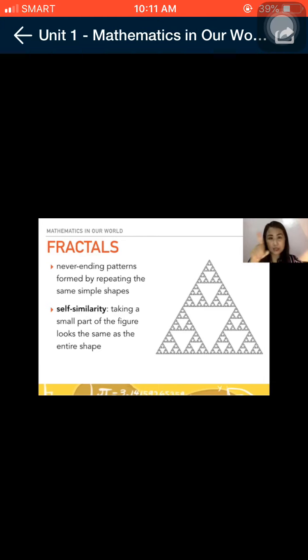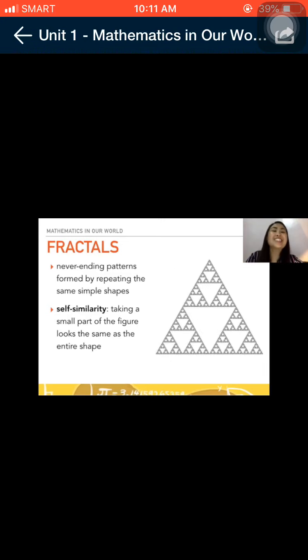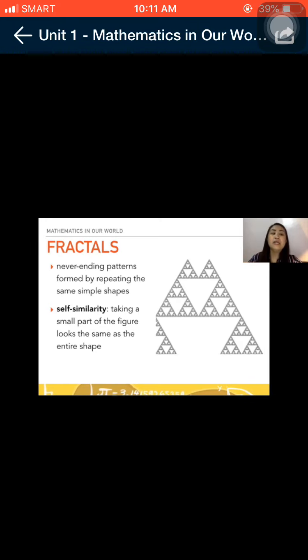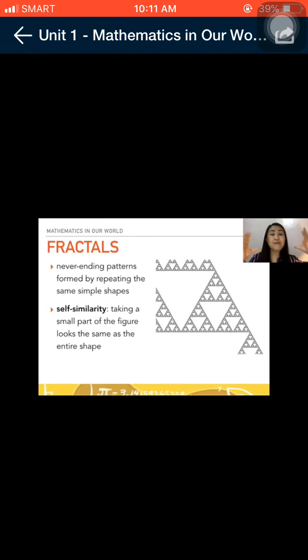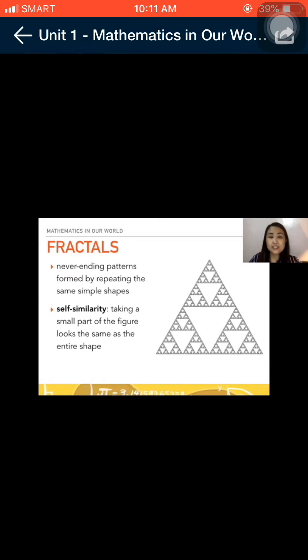And if you take the top part of this Sierpinski triangle, that small triangle at the top, it still looks like the whole triangle, right? So it's like if you zoom in to that small part of the triangle, it still looks like the whole triangle because it has the property of self-similarity. Okay, mind-blowing, right? Okay, so how do we create fractals?